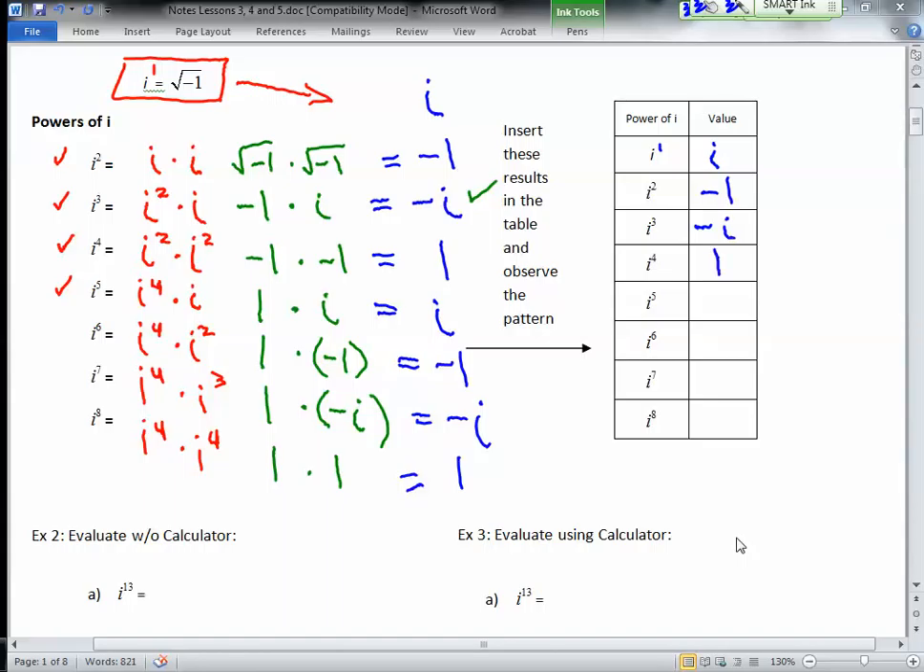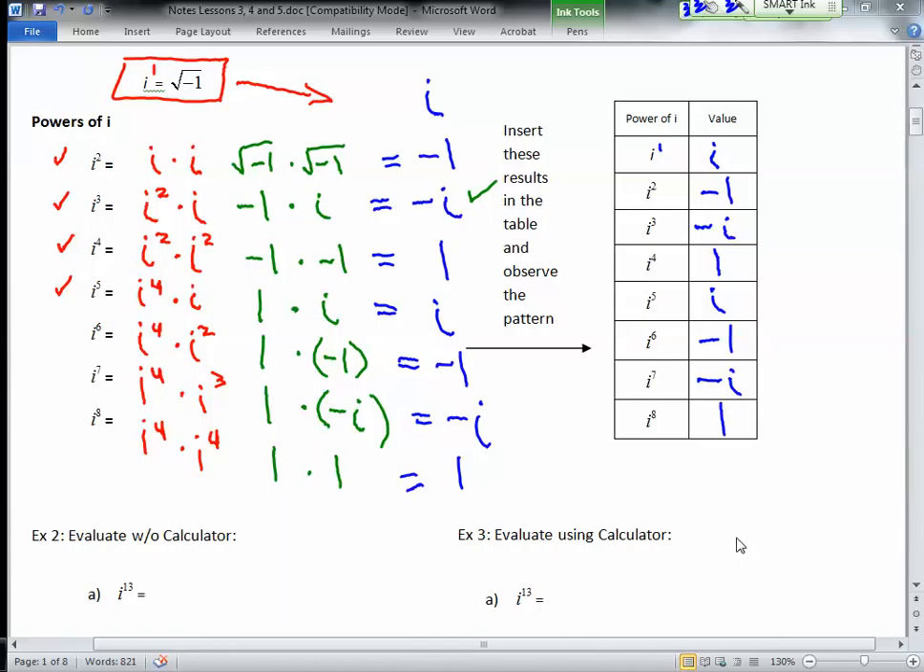And now you're going to see the pattern just repeat itself again. i to the fifth is going to be a +i. i to the sixth is going to be a -1. i to the seventh is going to be a -i, and i to the eighth is going to be a +1.